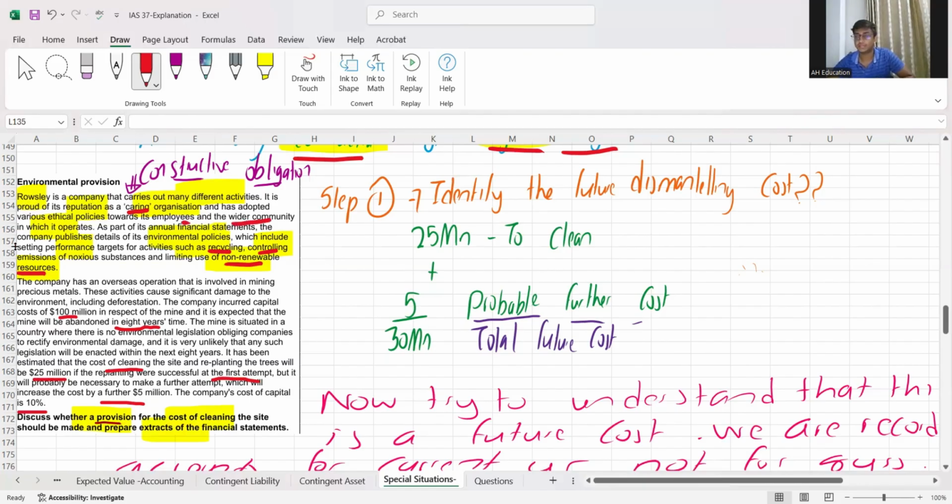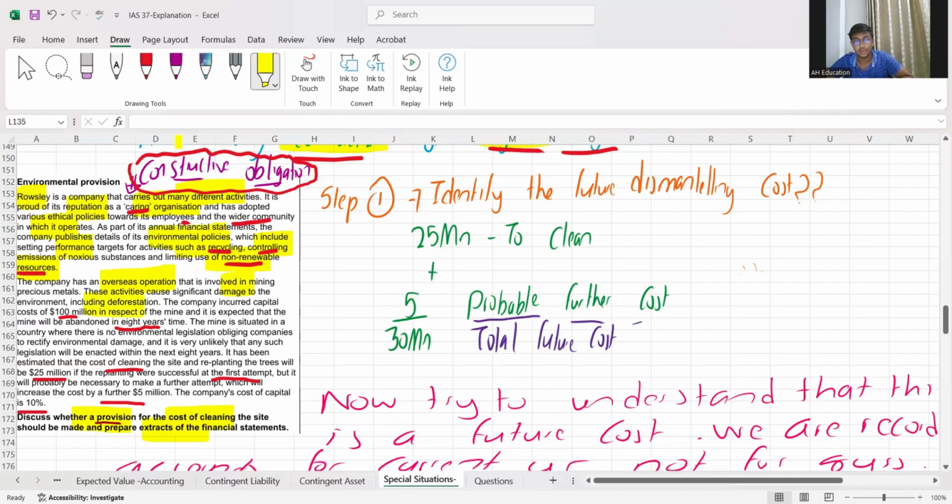So they have positioned themselves to be a caring organization among the employees as well as the wider community, which is just right. What the examiner wants to tell you is this is a constructive obligation. They have constructed in the mind that they are a caring organization to the people who are working for them as well as the wider community. So this creates a constructive obligation, which is a symptom of a provision. Again reading on: the company has an overseas operation that is involved in mining of precious metals. These activities cause significant damage to the environment, including deforestation.